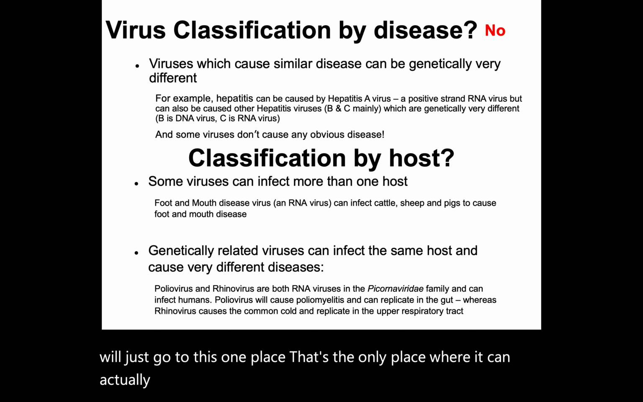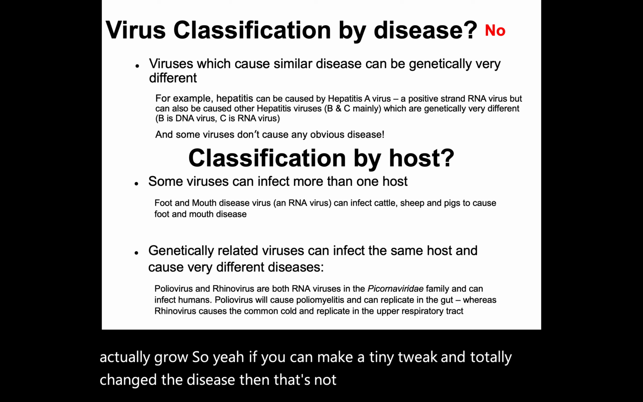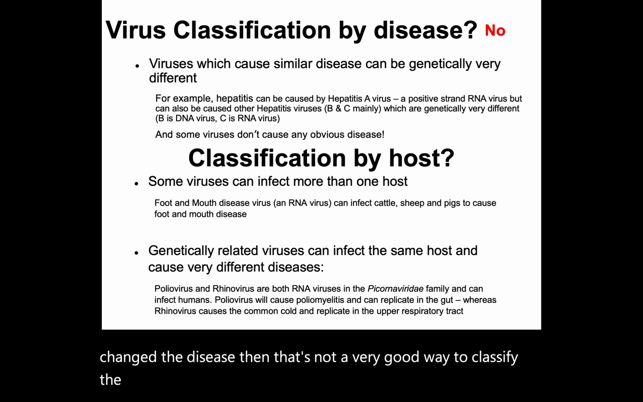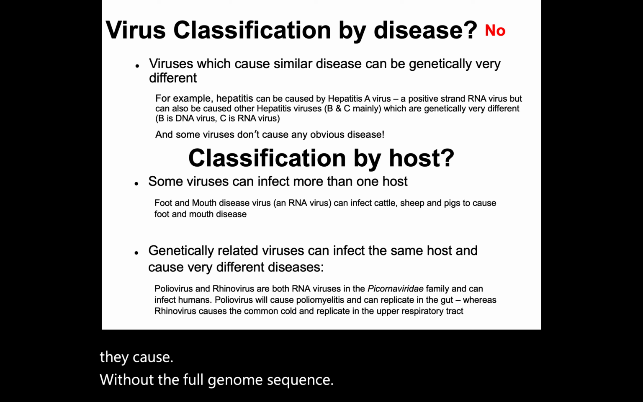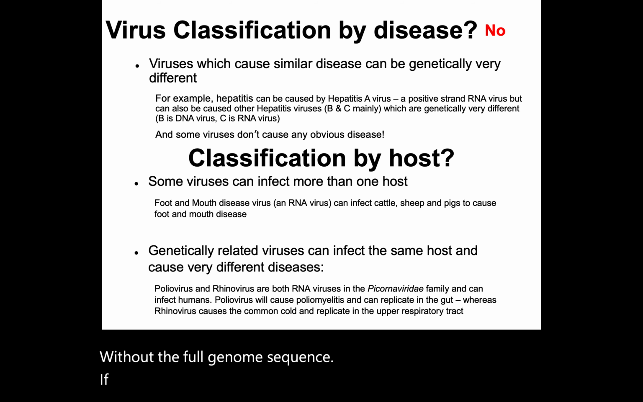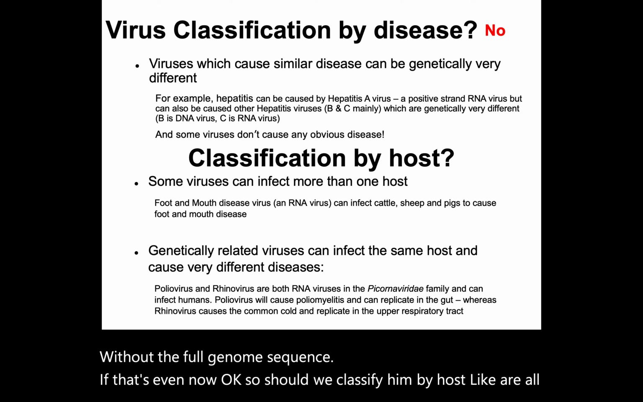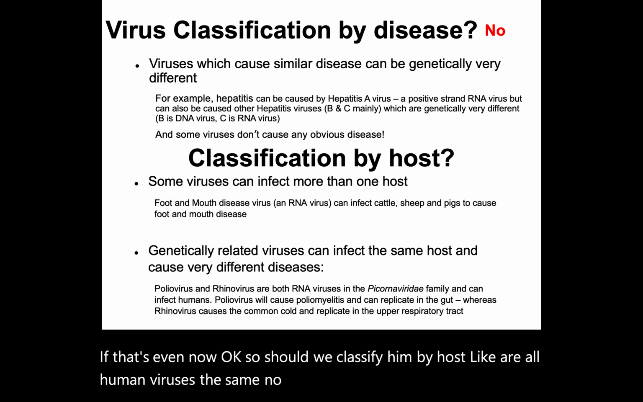So, yeah, if you can make a tiny tweak and totally change the disease, then that's not a very good way to classify the viruses, because you could get two viruses that are almost the same, and you wouldn't really be able to tell what disease they cause without the full genome sequence. If that's even known. Okay, so should we classify them by host? Like, are all human viruses the same? No, that's like the dumbest one.